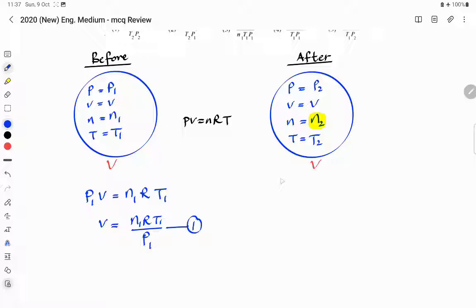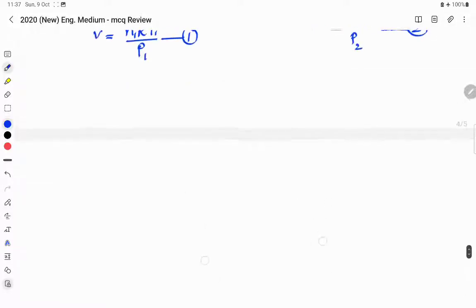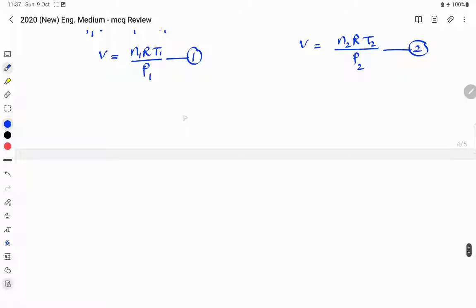Now let's substitute the data from the after situation into PV equals nRT. The pressure will be P2, volume is the same, number of moles will be N2, that's what we want to find, R is R, temperature is T2. Now V is equal to N2 R T2 divided by P2. This will be our equation 2. Now both of these expressions give the volume of the gas, so both of these are equal. Right, let's make them equal.